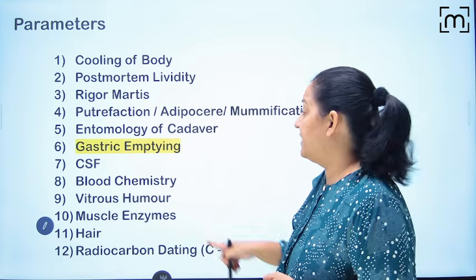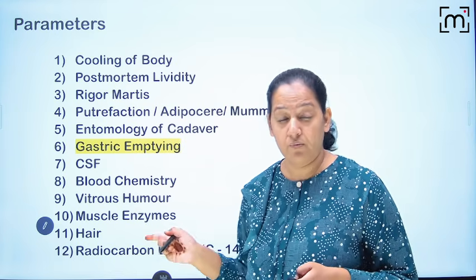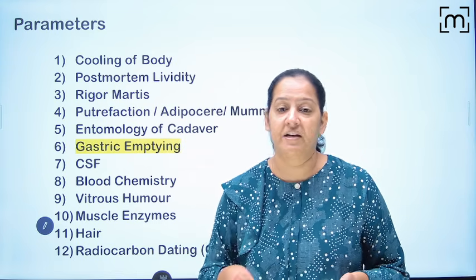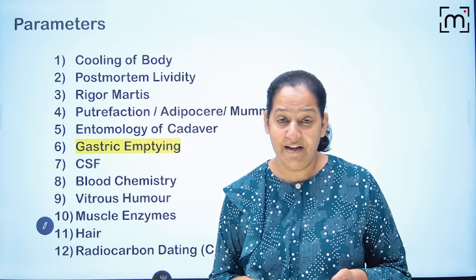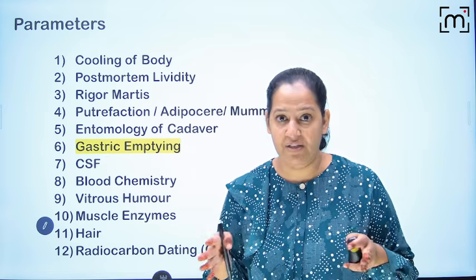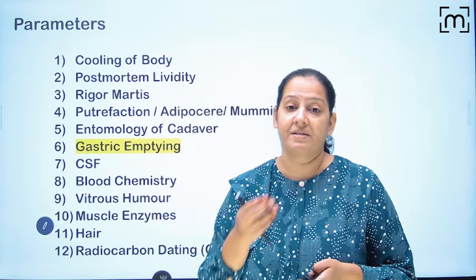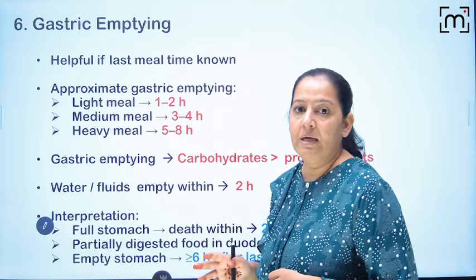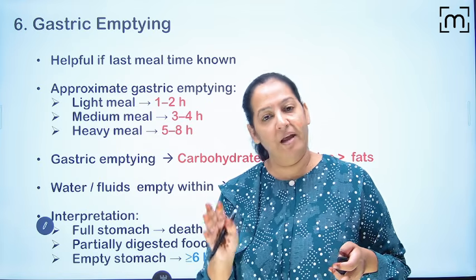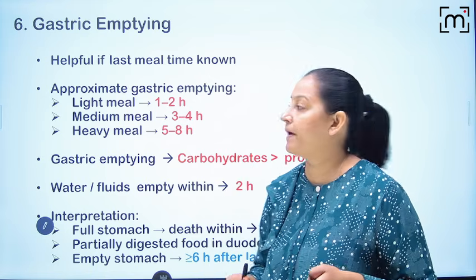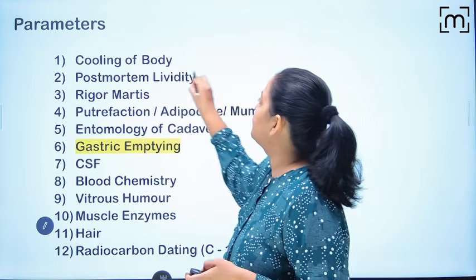And the next is gastric emptying. It will be useful if we know what is the last meal of the deceased person. How much? Is it mild, moderate? How much has the person eaten? Gastric emptying stops at the point death occurs. It is helpful if the last meal is known.